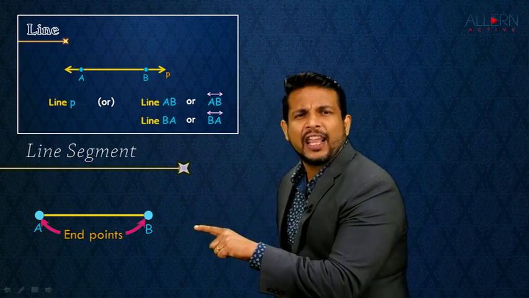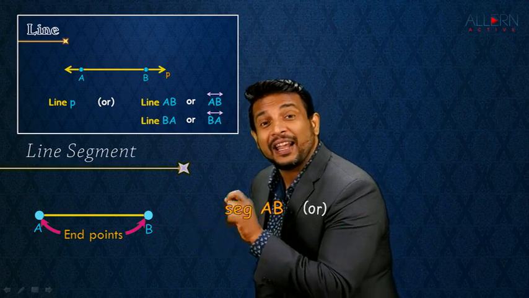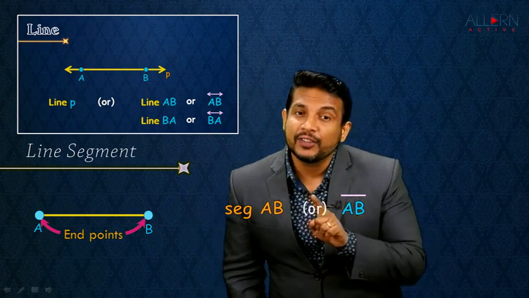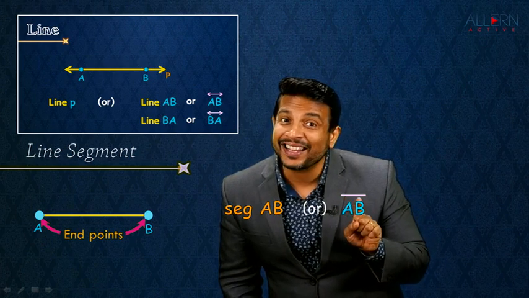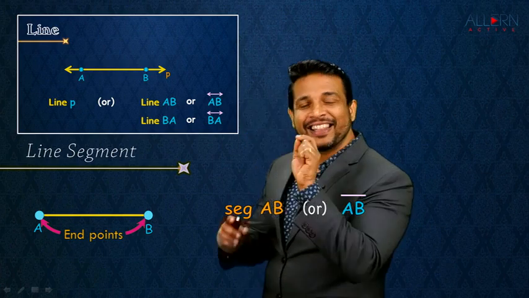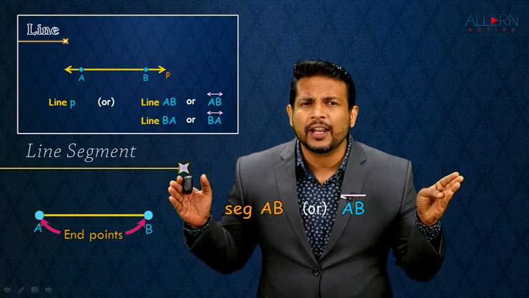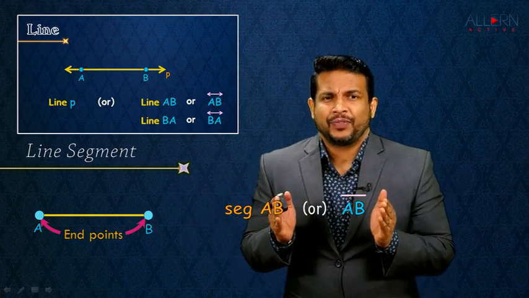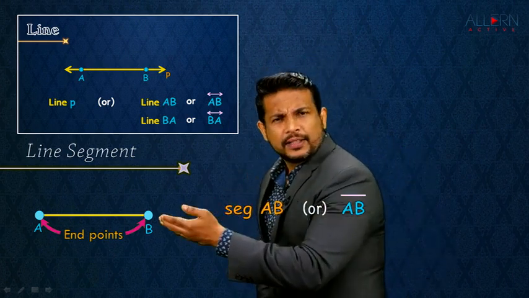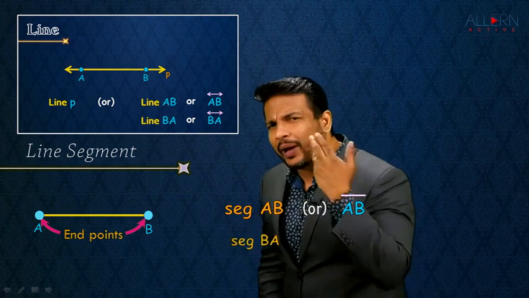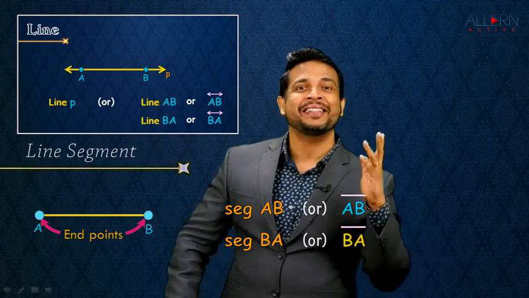So when we name a segment, we name it with its end points. That means we call this segment AB. And we write it this way, segment AB, or we write AB with a segment symbol above it. In a line, we put a line with two arrowheads on both sides, right? That's the difference. A line moves infinitely in both directions. A line segment is finite. It has end points, from one point to another point. You call this segment AB, or segment BA. They're one and the same, represented this way or this way.